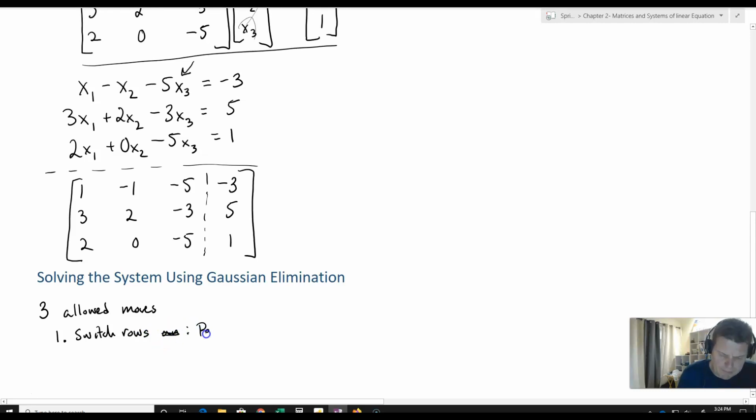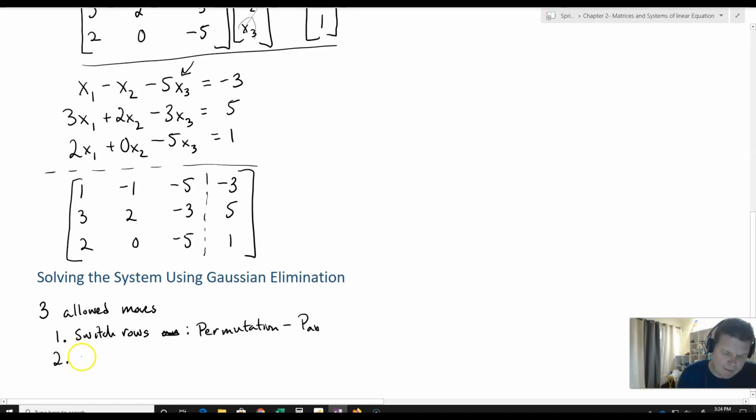And that's called permutation. We're going to write that as P, and then we're going to define whichever rows they are, P A to B. So if we switch rows 1 and 2, it'll be P1,2. All right? 1 becomes 2, 2 becomes 1.